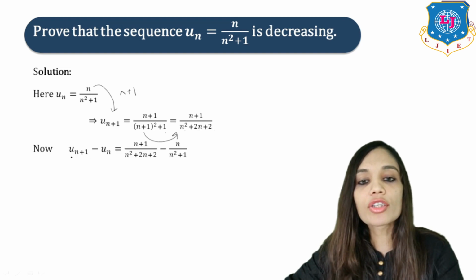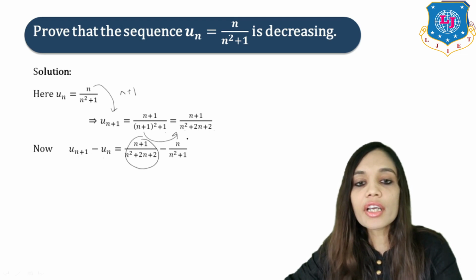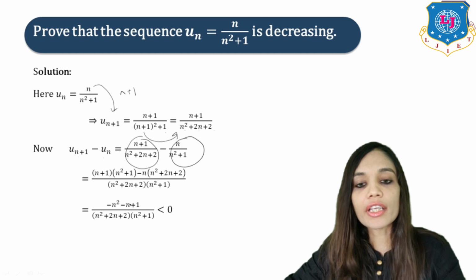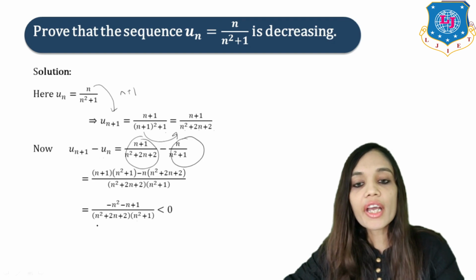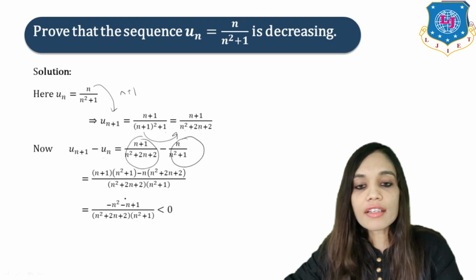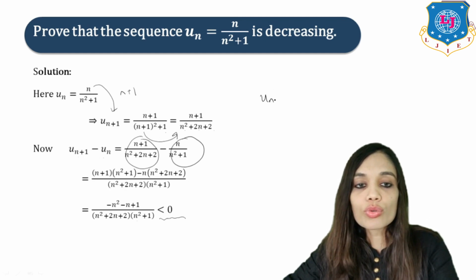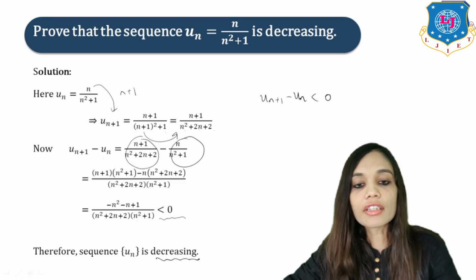Now again we will find our u(n+1) minus u(n). So replace the values of u(n+1) and u(n). Now take LCM, and on taking LCM and simplifying, you will get your answer as (-n²-n+1) upon (n²+2n+2)(n²+1). And if you substitute the value of n, you will get an answer less than 0. So you can say that u(n+1) minus u(n) is less than 0. Therefore, the given sequence is decreasing.